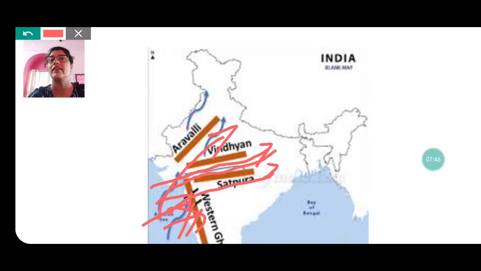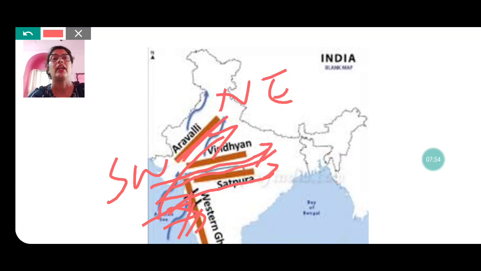Rajasthan does not have any mountain to obstruct these winds. They do have Aravalis in the northeast and southwest direction. But these are unable to obstruct the southwest monsoon winds. Instead, the winds move parallel and move towards northeast.